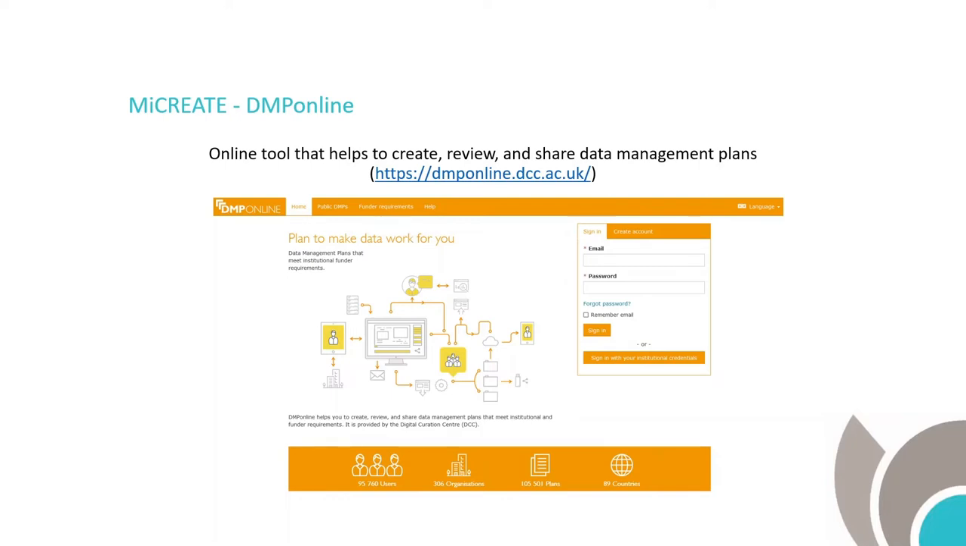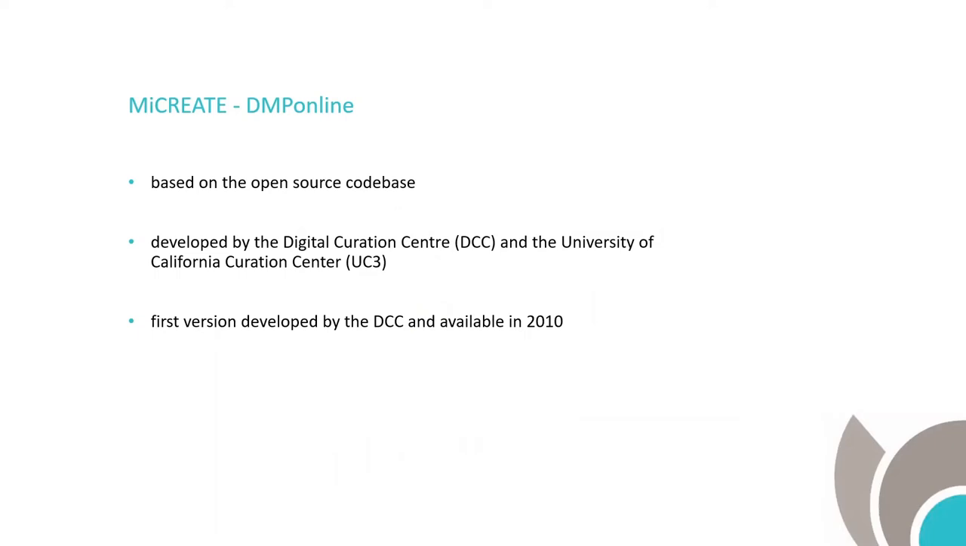We will take a closer look, I hope, at this tool, because now we moved outside the social sciences, because this tool is fit for everybody, as we will see from some of the cases. Just a few basic information. It's of course based on open source code base. It was first developed by Digital Curation Center, DCC, from UK. I think that University of Edinburgh was leading all this. Later on, the University of California Curation Center joined in. I think this version is from 2017, but the first version developed was available already as early as 2010.